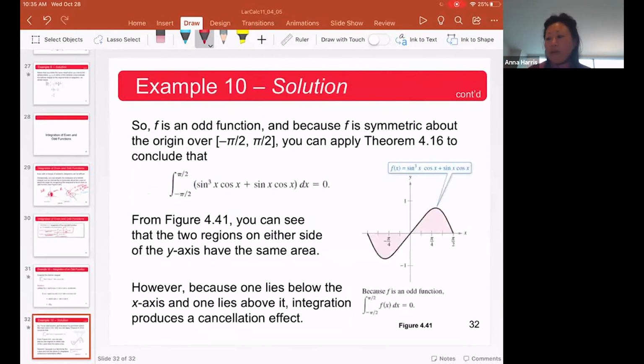So look at this problem. Look at this graph. Can you tell me whether this is an even or odd function? Is this an even function or odd function? Look at the graph and tell me, is this an even function or an odd function?